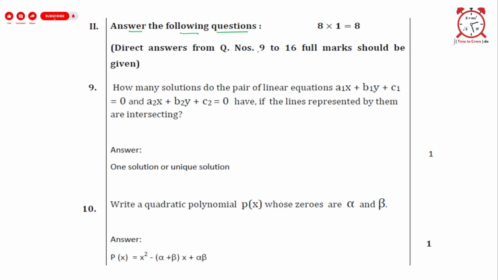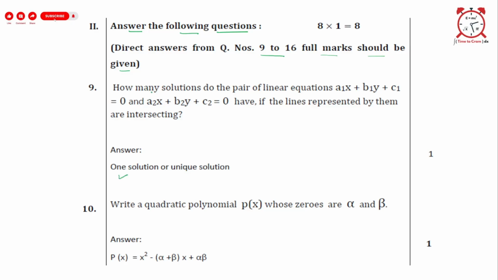Direct answer from question number 9 to 16, full marks should be given. Direct answer. So here in questions 9 to 16, if we do not do any calculation, it's okay. Direct answer is also valid.